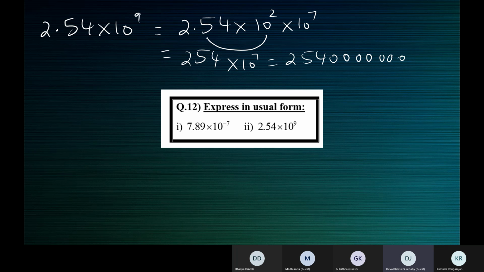Ma'am, I've just added the zeros in front. That is 0.000000 and then 8 zeros 254, ma'am. You will not get it in the front, because how do you treat 1.35 into 10? What's the answer? What is 1.35 into 10? 13.5, ma'am.